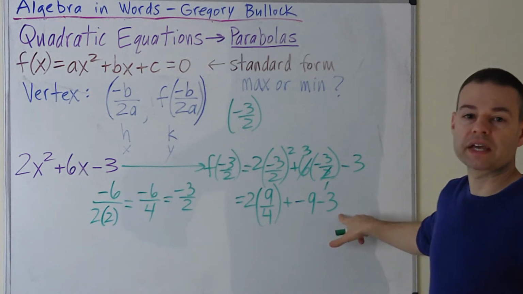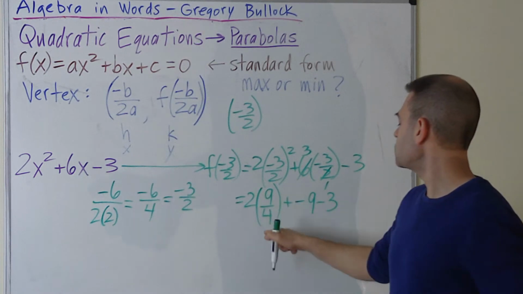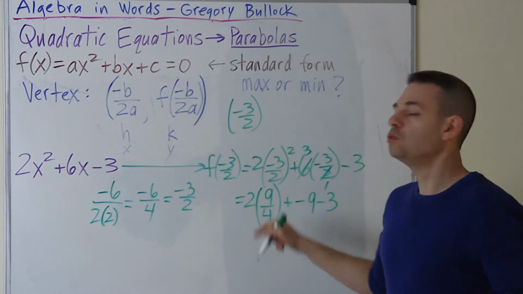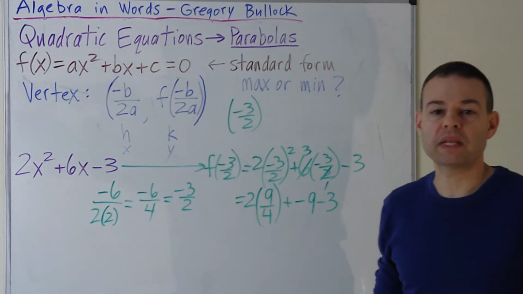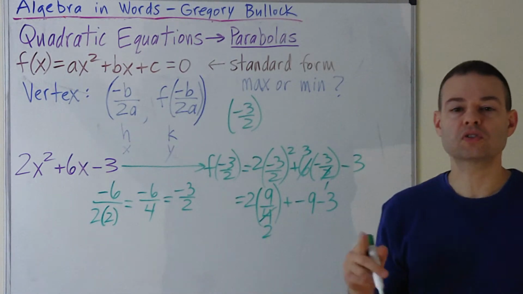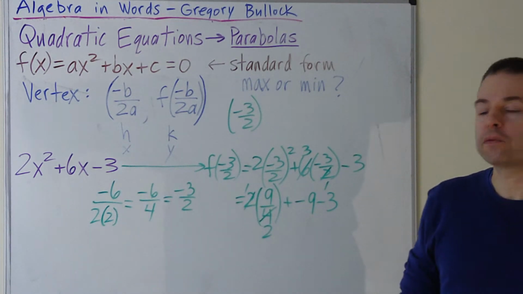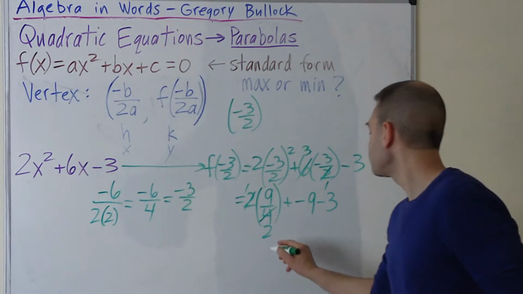And bring down this negative 3. Now let's continue. In this case, we have 2 times 9/4. So let's multiply that and simplify that. 2 goes into 2 once and into 4 twice. So 2 times 9/4 becomes 9/2. And let's bring that down.